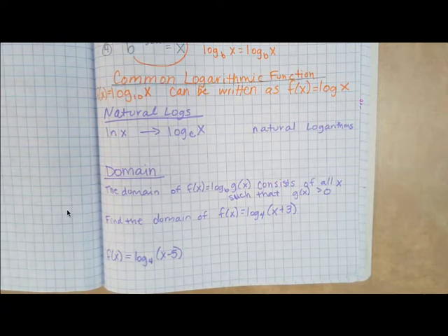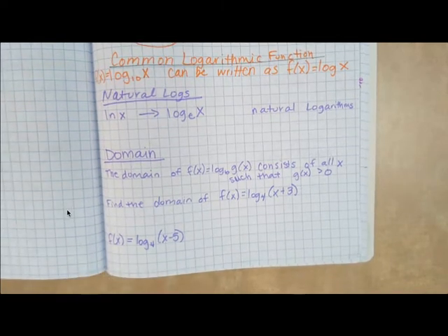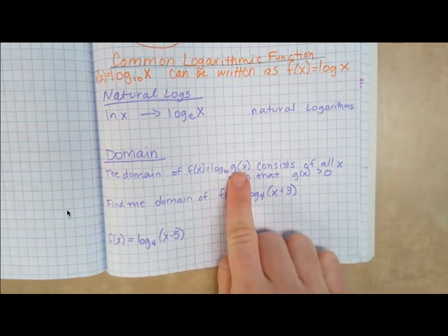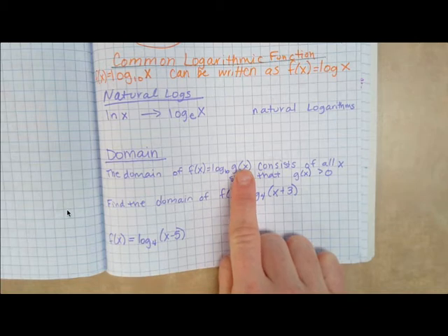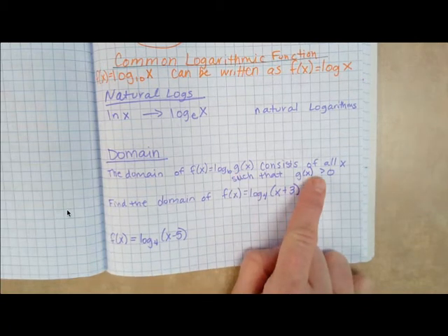Okay, and then domain. The domain consists of all x such that g of x is greater than 0. So the expression that's right beside our log is what has to be greater than 0.